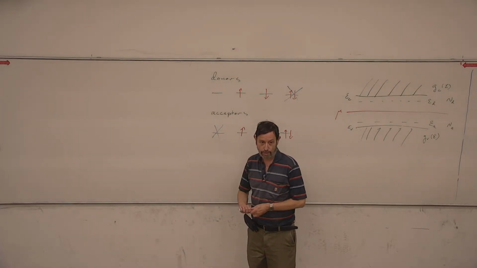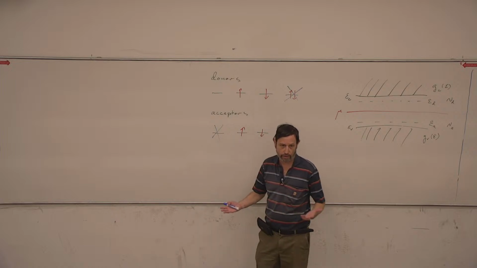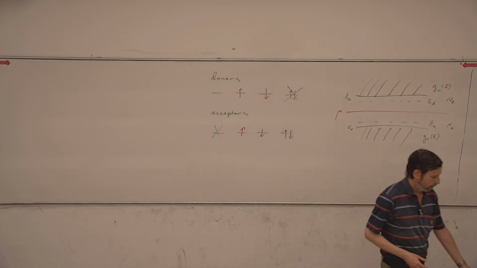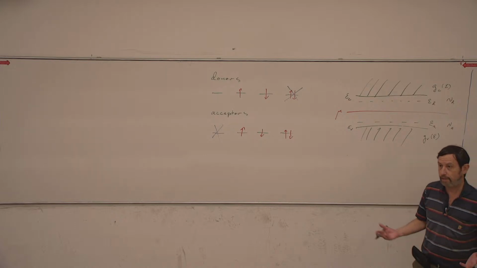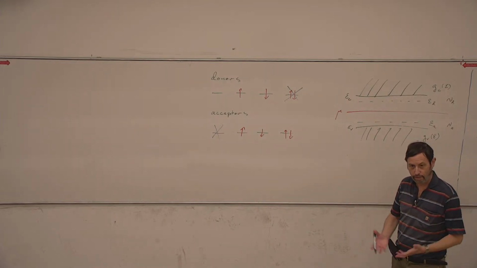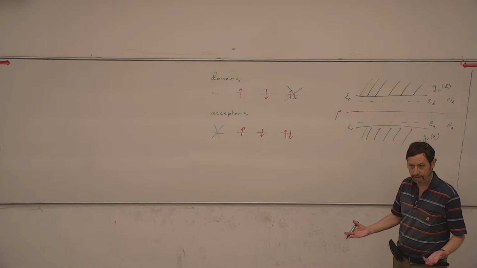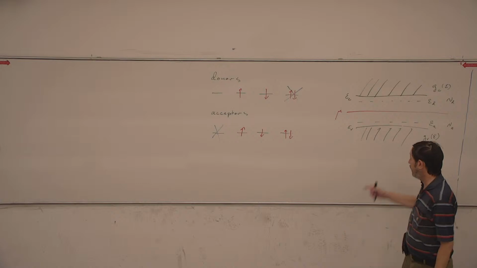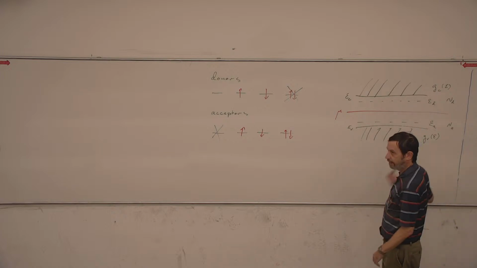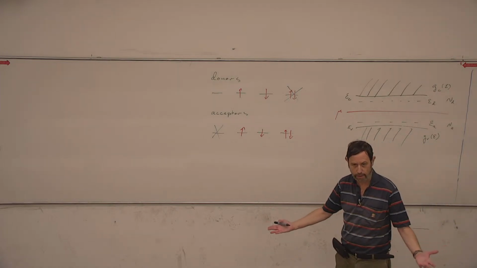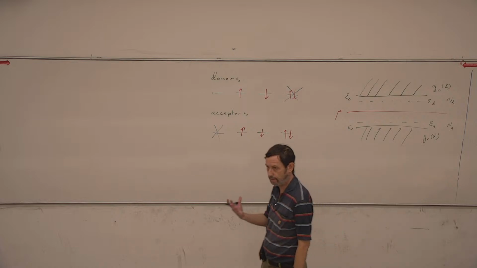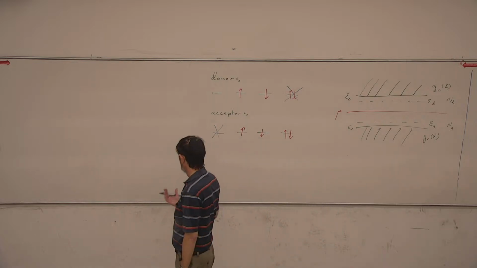So these are the states that we are considering. This is a very simple system. It's a system with 4 states, well, actually ND times 4 states, or NA times 4 states, but we're considering them as independent impurities.